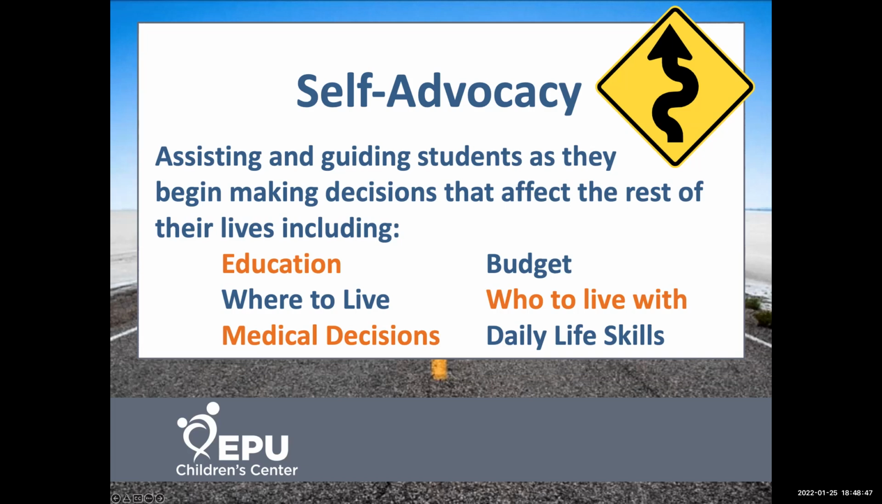Later on, they'll get to think about where they want to live. They're going to have to make their own medical decisions in a lot of cases. They're going to learn how to budget, think about who to live with, and they're going to need daily life skills. And so if we can model some of those things for them, then they will be better equipped to be able to do this on their own or with support in the future.